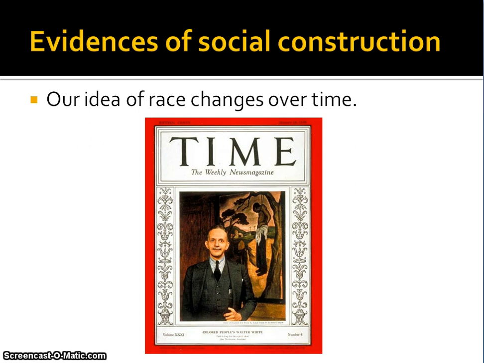This man in the picture is named Walter White. He is the first president of the NAACP, which is focused on the advancement of colored people. That's the initials for it in the United States. Now, Walter White, as you can see, is not a dark-skinned African-American man. However, for his time period, he was considered black.